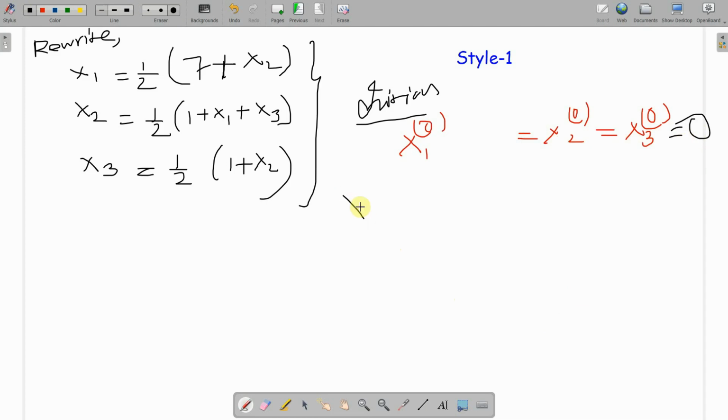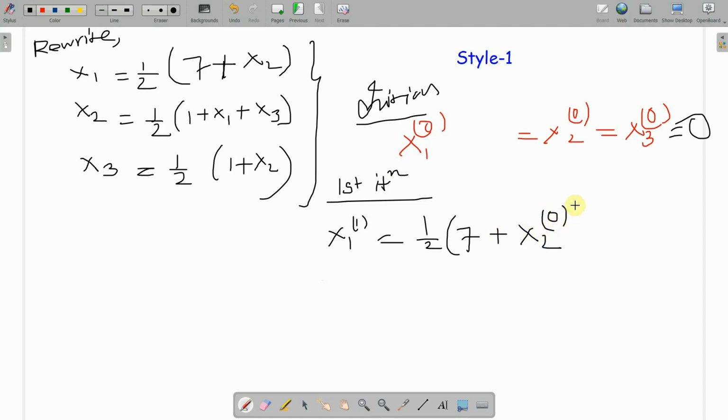Now I'll be calculating the x1 value. For the first iteration, x1 at 1 would be half of 7 plus x2 at 0. What is the latest value of x2? That is 0. So what value am I getting? 3.5, right?